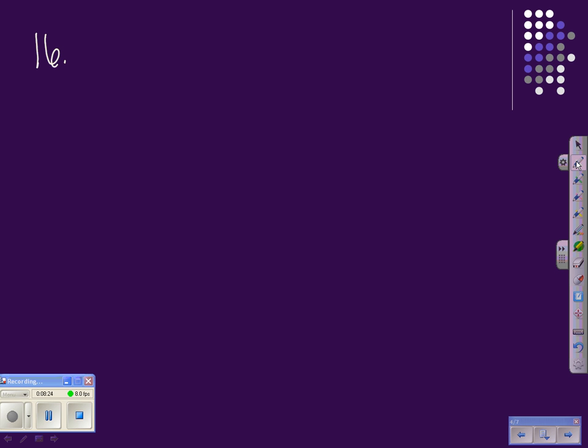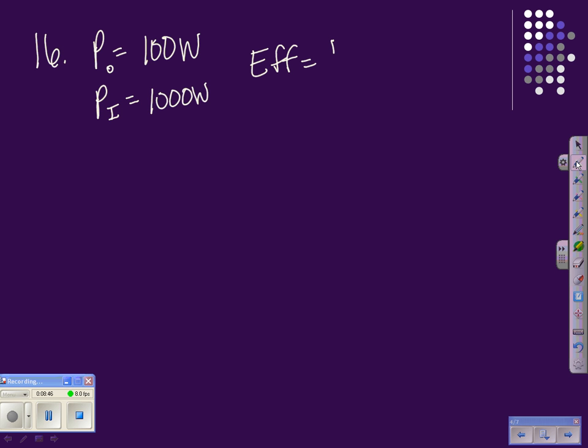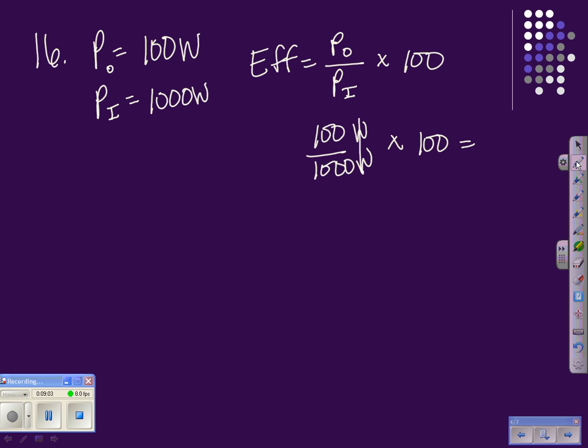How much power did we get out of the machine? We got 100 watts out of the machine, and we put in 1,000 watts. They want us to find efficiency. Another way to think about efficiency is, instead of work out over work in, to use power out over power in, because it's always out over in, times 100. So 100 divided by 1,000 watts, the watts cancel out, times 100 equals an efficiency of 10%.